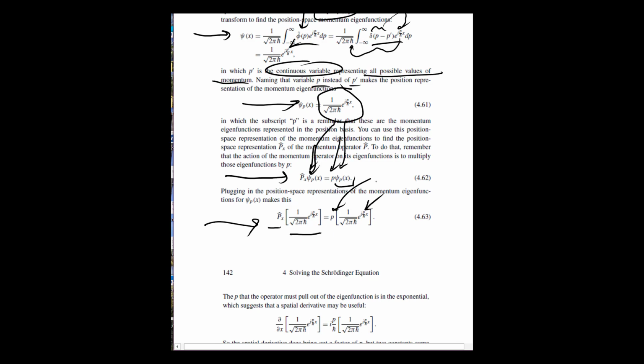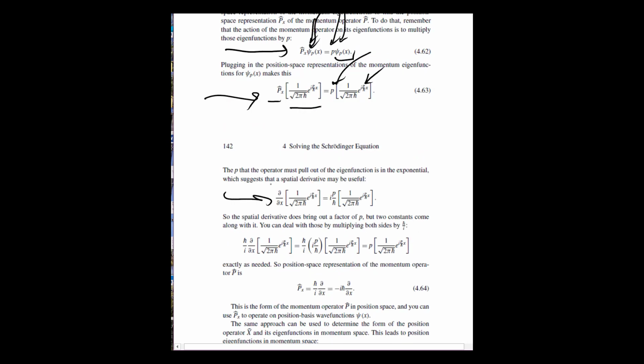Well, there's a p up here in the exponent, so maybe taking a derivative with respect to x will work. Let's try that. Here we take the derivative with respect to x of our momentum eigenfunction in position space, and that does in fact pull out a p. Unfortunately, this i and this h bar also come out. We do get the function back exactly as we needed for our equation.